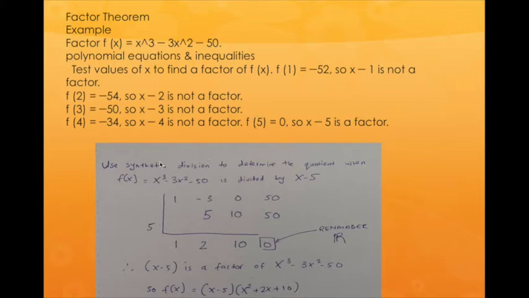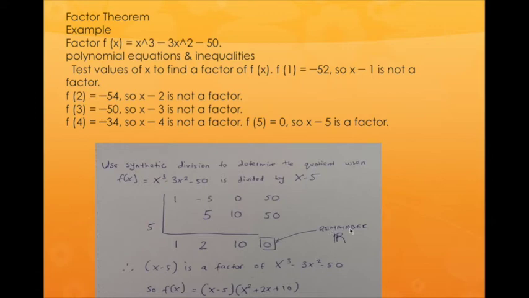We can also determine this by using synthetic division to determine the quotient when f(x) is equal to x³ minus 3x² minus 50. The same thing, put the 5 on this side. The numbers, as you can see: the leading coefficient here is 1, negative 3, 0 as there is no x, and negative 50. So the same thing, put 1 down. 5 times 1 is 5, negative 3 plus 5 is 2, 5 times 2 is 10, 0 plus 10 is 10, 5 times 10 is 50, negative 50 plus 50 is 0.